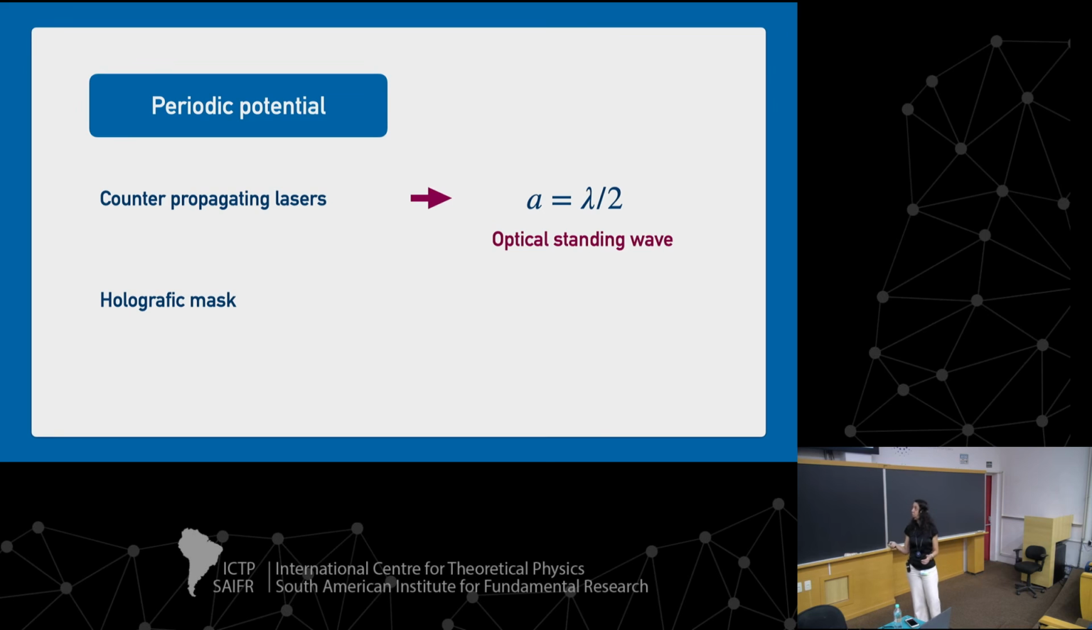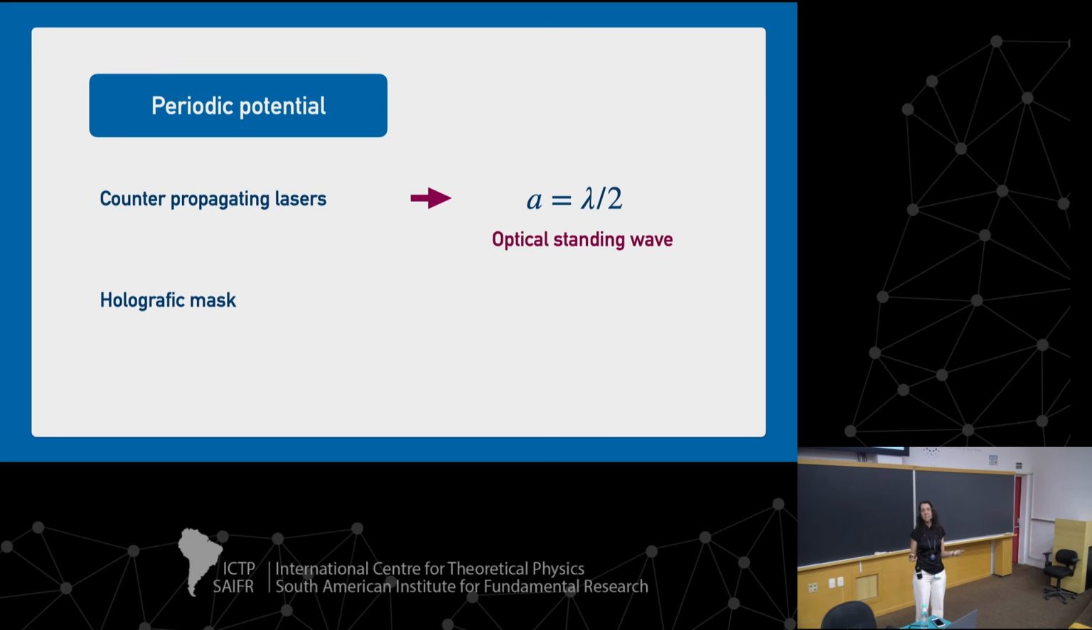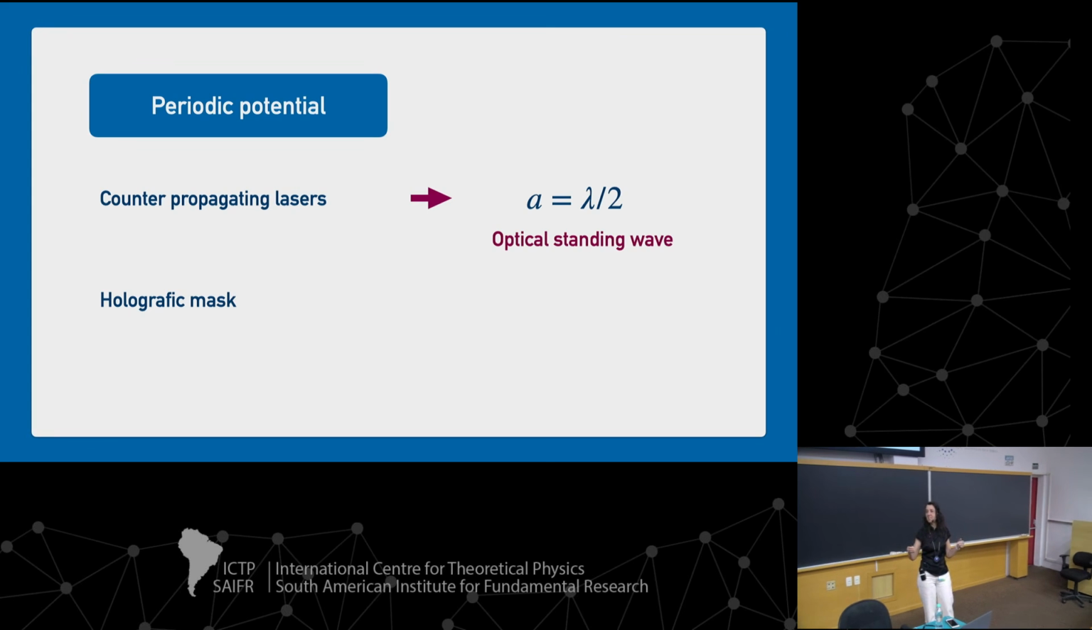The most common one is using counter-propagating lasers that generate an optical standing wave. Any of you who have done experiments in a basic physics lab, shaking a rope and seeing the formation of a standing wave, that's exactly what this is about. You send the wave in one direction, it comes back, and for certain frequencies, you reach a standing wave. And so it happens that the atoms like to sit on the minima.